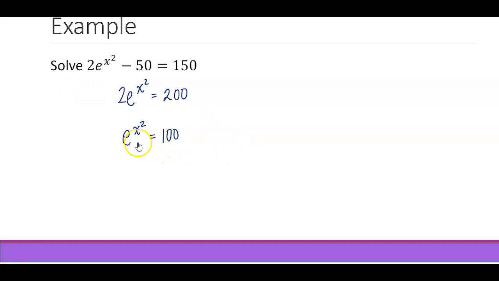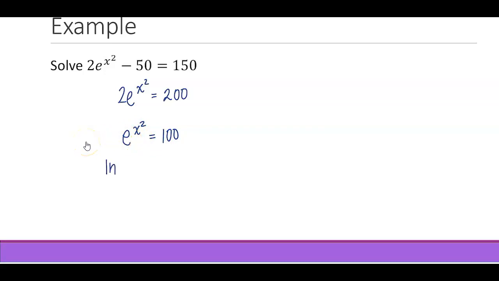And so now I can't rewrite these with the same base. So I can use any strategy from the previous ones that we just reviewed. I can rewrite this using the definition of a logarithm. I can take the natural log of both sides, or the common log of both sides. But here, the obvious choice would be to take the natural log of both sides, because of this idea of e and natural log being inverses.